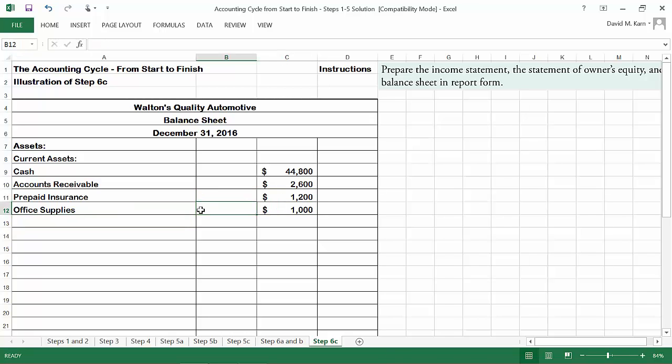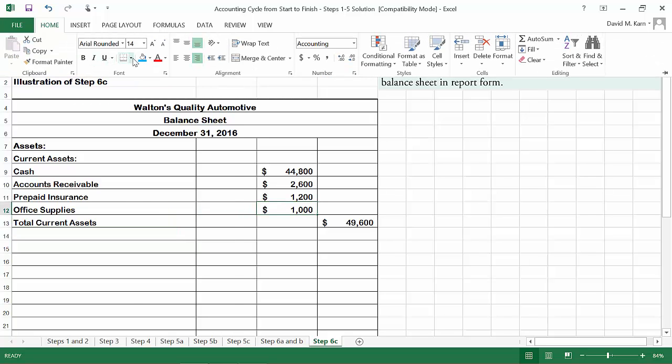Okay, so that would give us the total current assets. If we added all these up, we would get $44,800 plus $2,600 plus $1,200 plus $1,000. We get $49,600. And let's go ahead and put a line there to signify that we made a total there.